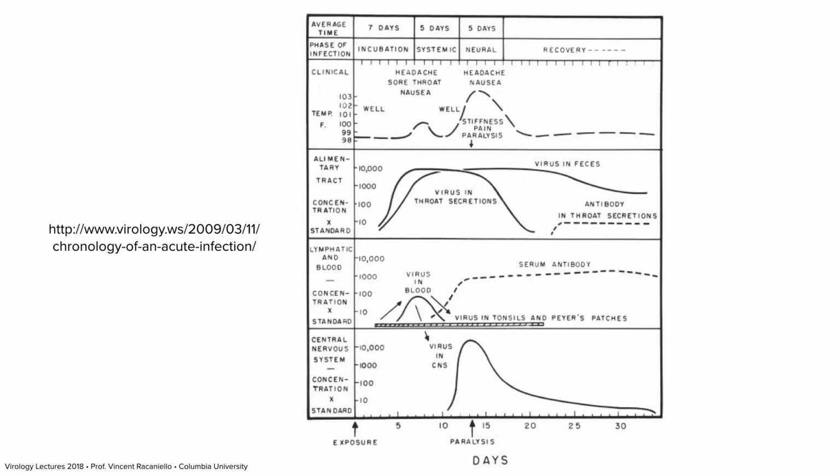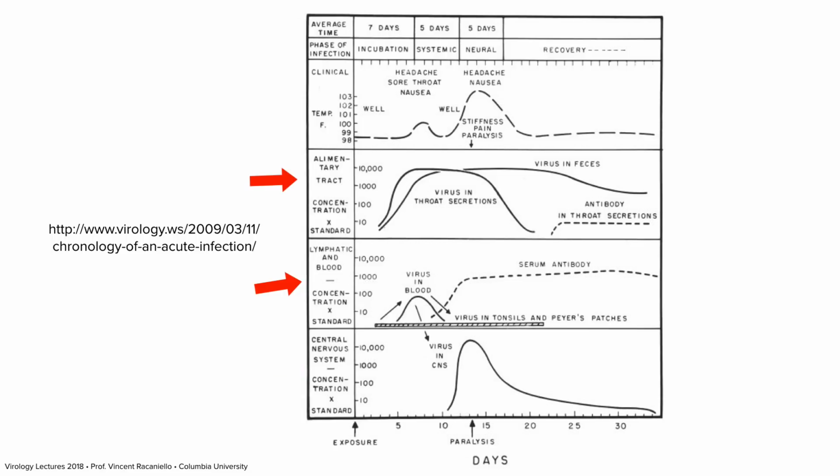This is a really interesting figure. First of all, it's hand-drawn, which I think is quaint, but that's how we used to do things. Here we have course of infection, starting with exposure, and on the top is temperature, and then we have virus in different places, and then we have antibody, and also this is virus in the CNS in the bottom, this is virus in the lymph and the blood, and this is virus in the alimentary tract.